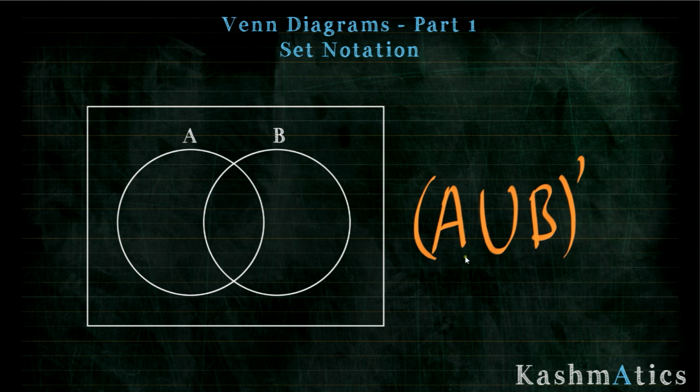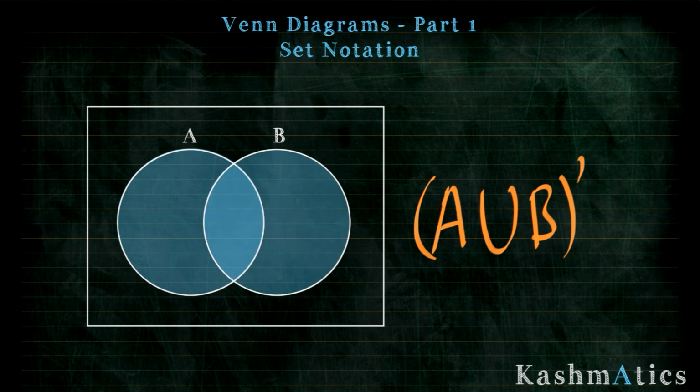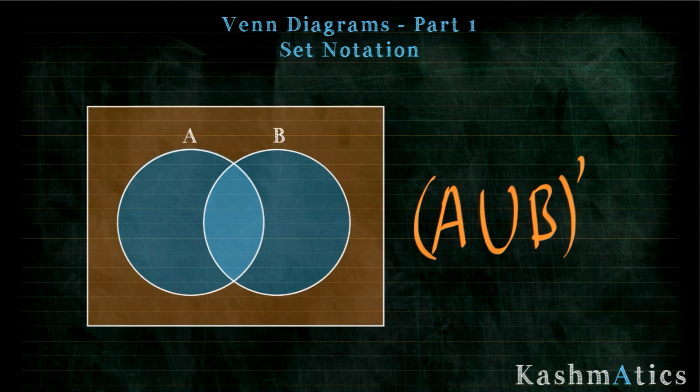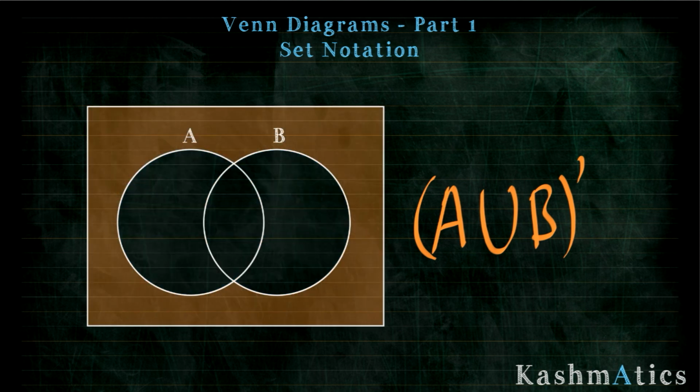So let's see what's inside the brackets. A or B, so that's A and that's B. And without the brackets, what I would have done is shaded all of that in. But because I'm doing the opposite of all that, it says it doesn't want that. That's what this apostrophe means. I need to shade the exact opposite of all of that, which is that orange region there.